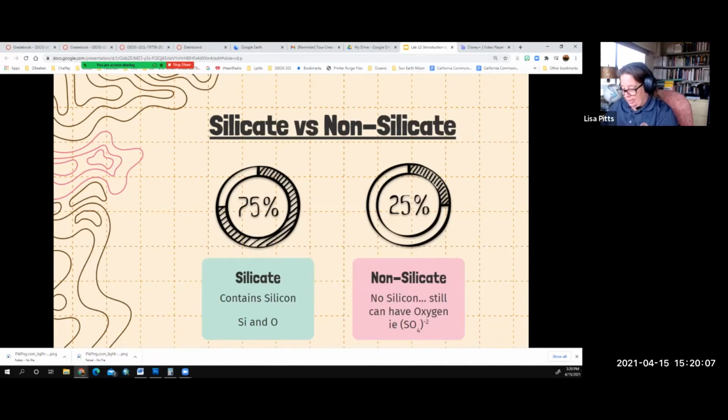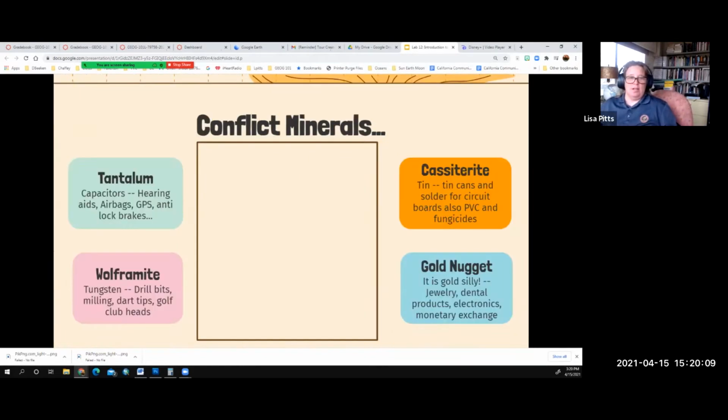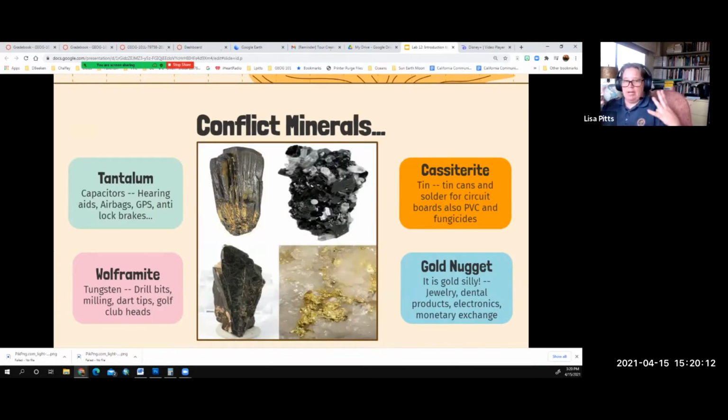All right, so there are 4 commonly mined conflict minerals. These are minerals that people fight wars over. It's not just diamonds. Diamonds catch the news, but these are 4 minerals that are extracted most commonly in Eastern Congo and pass through a variety of intermediaries before they turn into consumer electronics such as smartphones and tablets and computers.